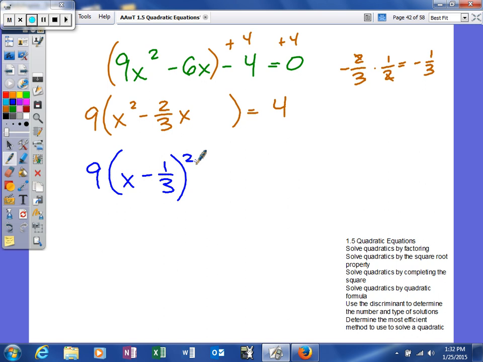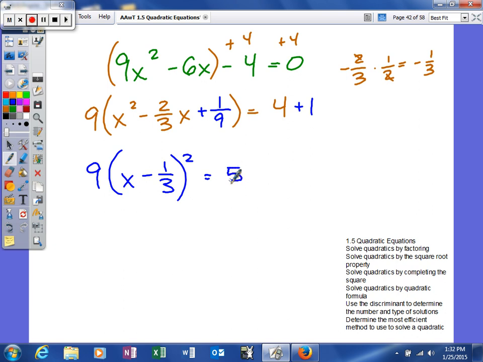Well, when you square that -1/3, -1/3 times -1/3 is a +1/9. Remember, anything that gets put inside my parentheses is going to be multiplied by my leading coefficient. When you multiply those two together, you get 1, so I need to add 1 to the other side of the equation. So that's what my problem looks like, and then I'm going to add those, so I'll get equals 5.